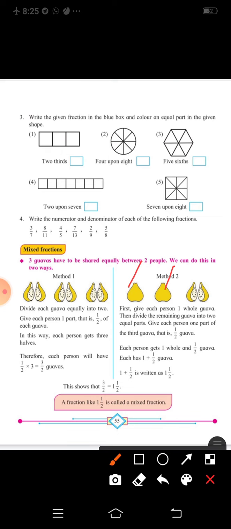So see in the first part, give each person 1 part, that is half of each guava. In this way each person will get 3 halves, correct na?